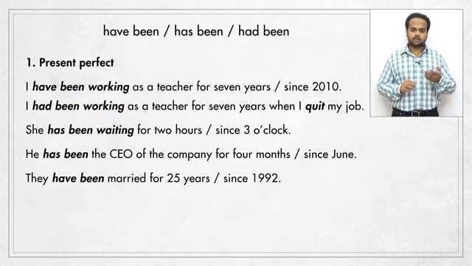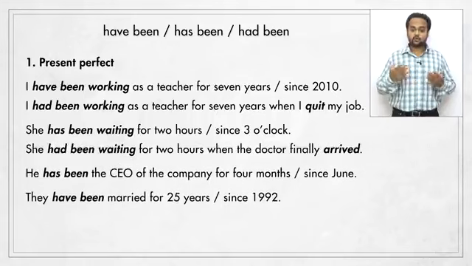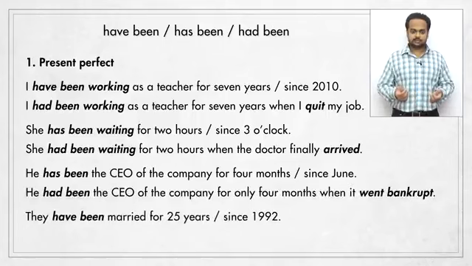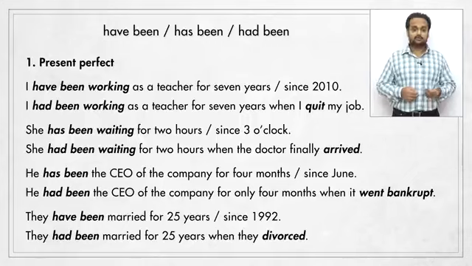So let's go back to the other sentences. With these, we can say, she had been waiting for 2 hours when the doctor finally arrived. He had been the CEO of the company for only 4 months when it went bankrupt. Went bankrupt means the company lost all its money and closed down. They had been married for 25 years when they divorced.